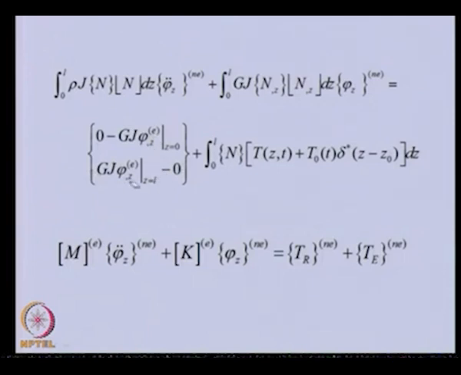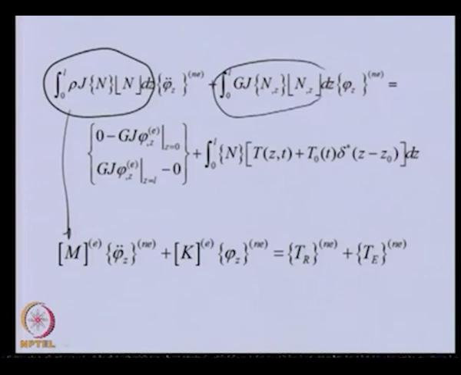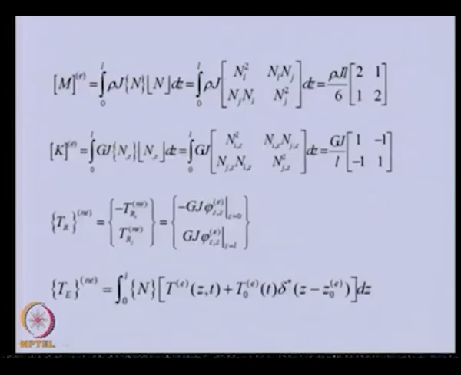Basically these are the reaction torques at the two ends of the shaft, which I am representing as this particular vector. And this term I am calling the mass matrix. This term I am calling the stiffness matrix, and the remaining term I am expressing as the external torque term. So, these are the reactions, because we have divided into elements, and this is the element external torque.